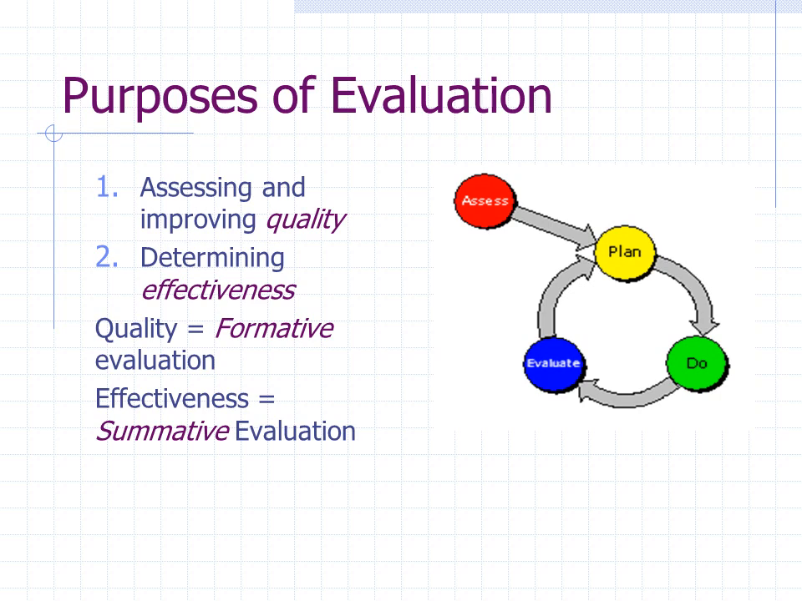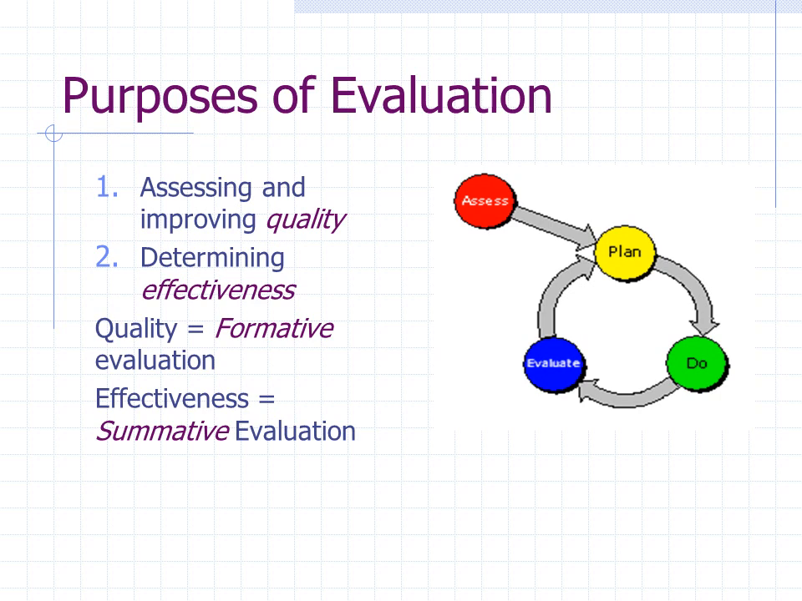Okay, so here are the two basic purposes of evaluation. I've got a little diagram over here on the right that sort of simplifies the evaluation process. It starts up there in the left-hand corner with assessing, so getting your baseline data, and then you plan, do, and then finally evaluate, and then the feedback goes back into planning or replanning. But basically the two purposes of evaluation are, one, to assess and improve the quality of the program or the delivery of the program, and two, determining the effectiveness.